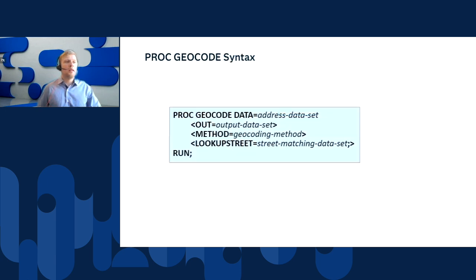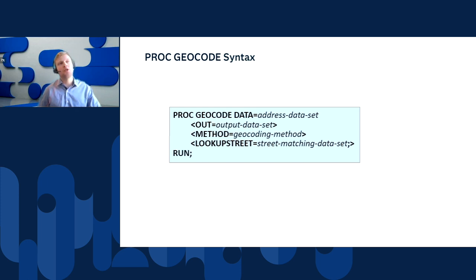So this is what the geocode procedure actually looks like. Now, the only required argument is going to be that first one, data equals. That's going to specify the SAS dataset that contains the observations that we want to geocode. Now, there's a bunch of other optional arguments that depend on what you're geocoding, what lookup data you're using, what method you're using, all of these different things. The out equals, of course, specifies the table that we want to create, so the name of the geocoded output table. Method equals will specify the geocoding method we're using.